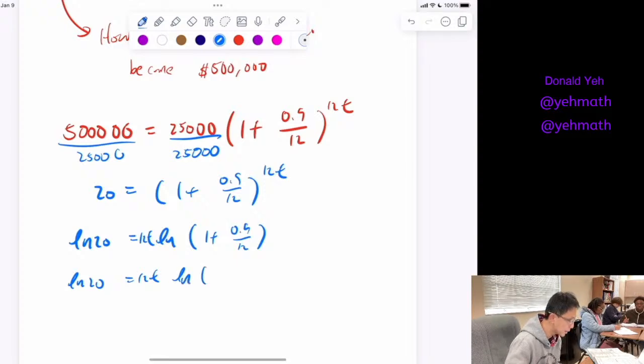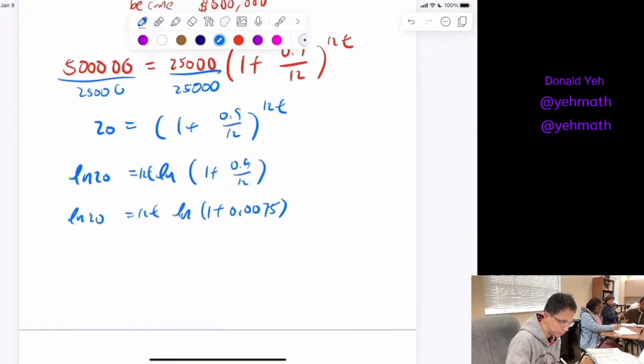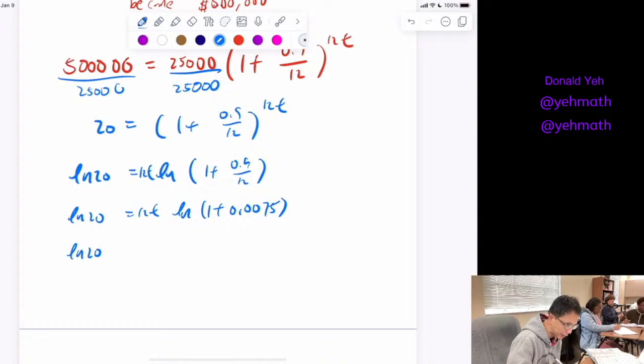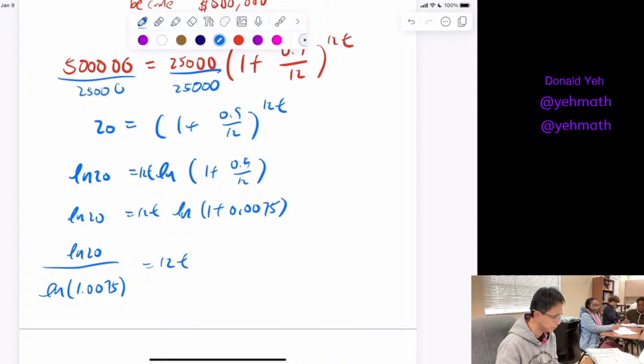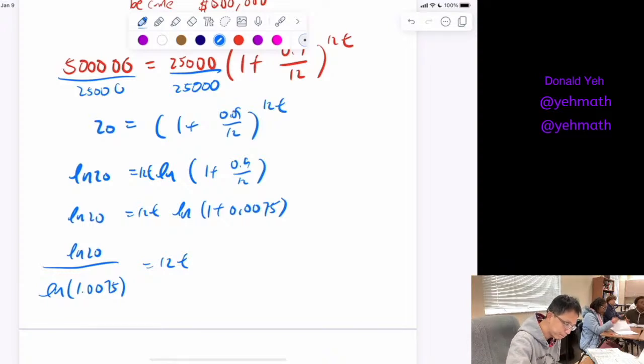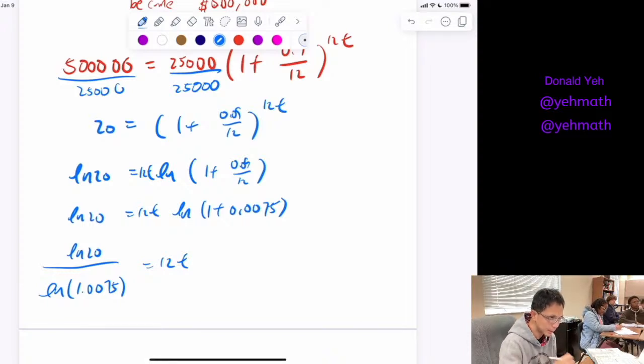Natural log. This one's going to be 1 plus 0.0075. Now, it'd be natural log of 20 divided by natural log of 1.0075 equal to 12t. Isn't it 0.9? Yeah. My bad. Missing a 0.